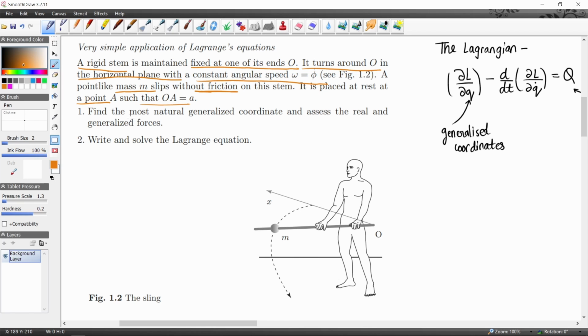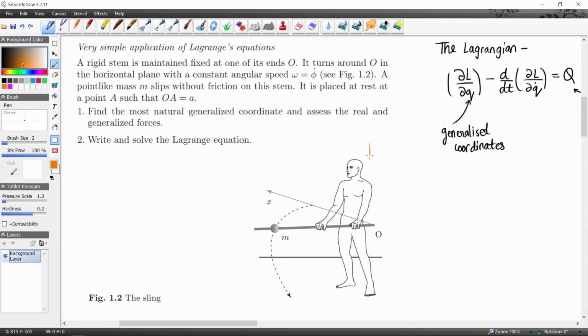Find the most natural generalized coordinate and assess the real and generalized forces. Write and solve the Lagrange equation. So basically in the given figure we can see a person holding a rigid stem where one end of the stem, which we describe as point O, is kept fixed and will be the point around which the point-like mass m will rotate. The given condition states that the point mass moves without causing any friction along the stem, and we are also given that mass m rotates with a constant angular velocity omega.